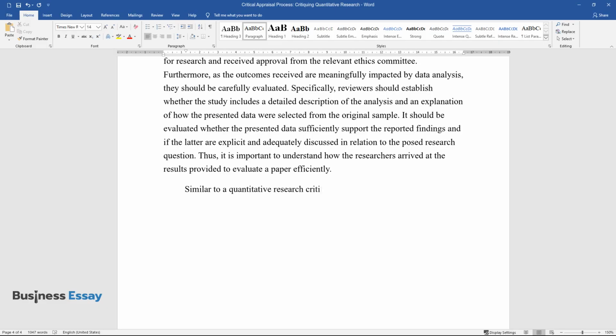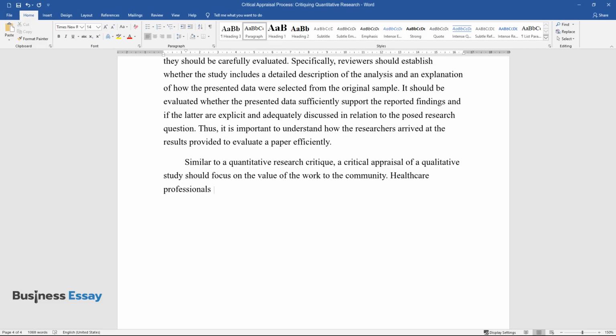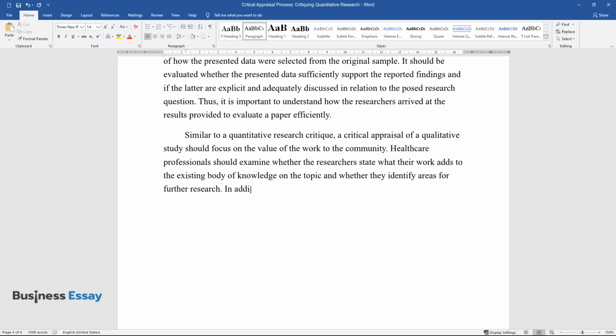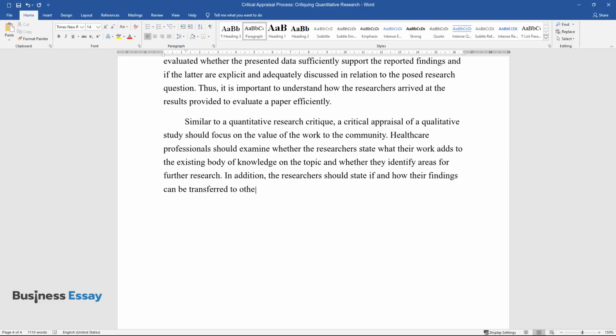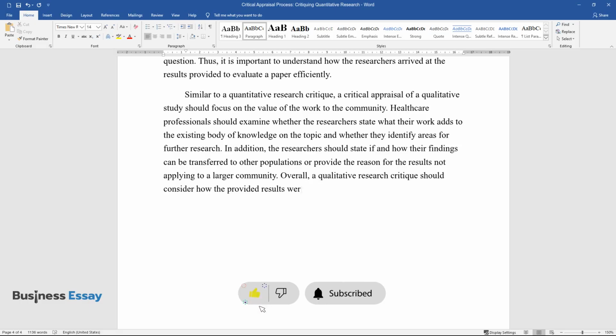Similar to a quantitative research critique, a critical appraisal of a qualitative study should focus on the value of the work to the community. Healthcare professionals should examine whether the researchers state what their work adds to the existing body of knowledge on the topic and whether they identify areas for further research. In addition, the researchers should state if and how their findings can be transferred to other populations or provide the reason for the results not applying to a larger community. Overall, a qualitative research critique should consider how the provided results were achieved, their validity, and their value to society.